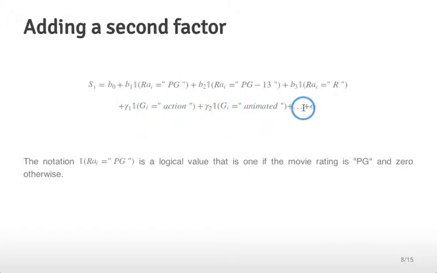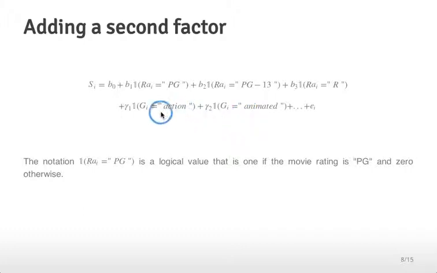So I've put this ... here to indicate that there would be many more of these variables here. But now I have a coefficient gamma 1 times an indicator that it's an action movie, and this works just the same way, where the ith movie, if it's an action movie, then this is equal to 1, and otherwise it's equal to 0. And here again, if the ith movie is an animated movie, this is equal to 1, otherwise it's equal to 0.